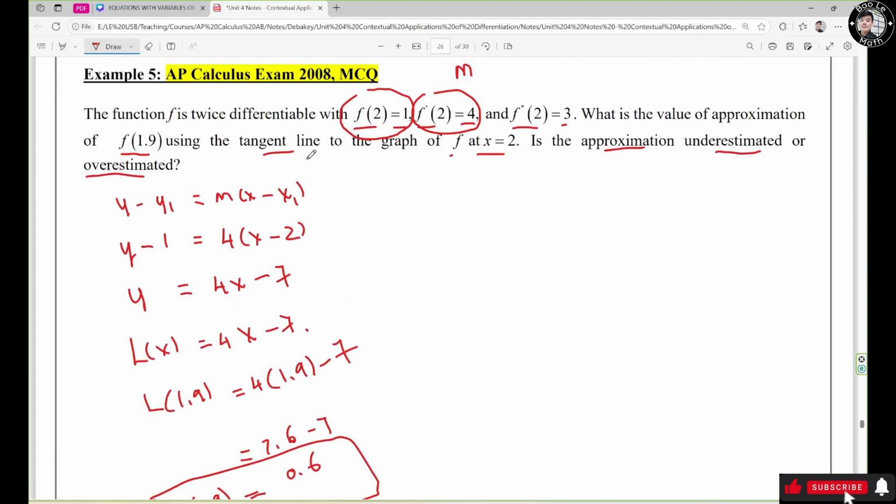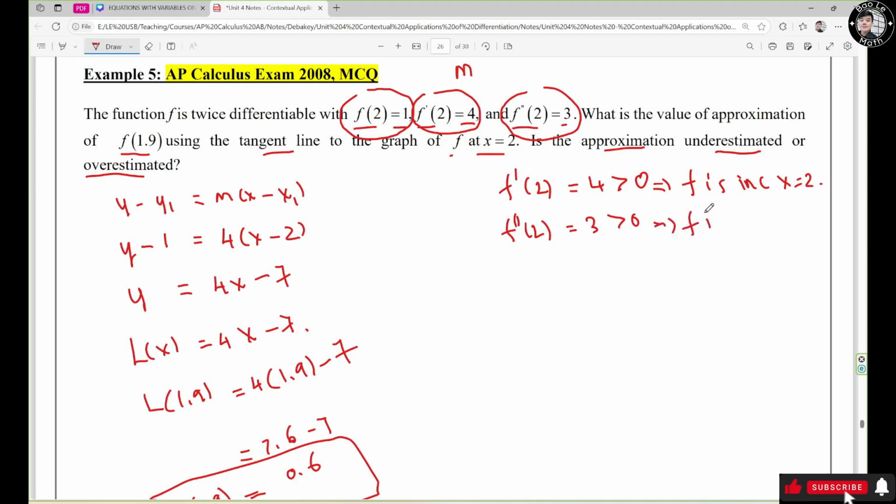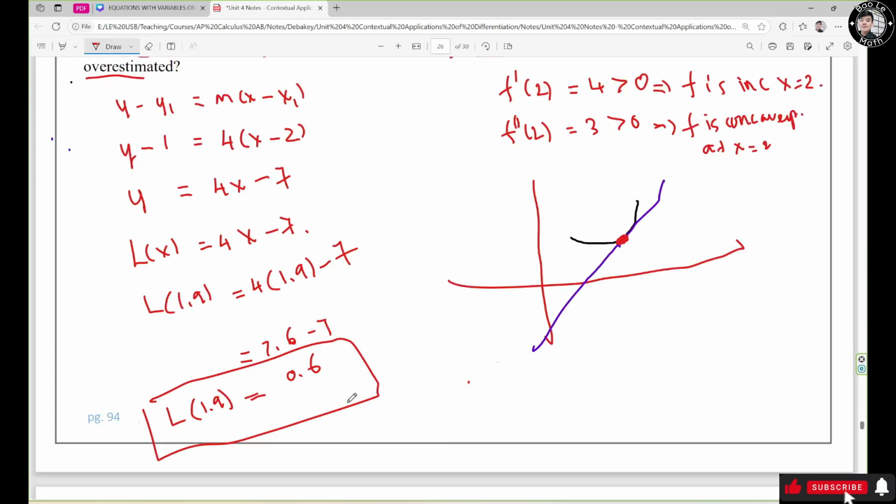Now we don't know how the graph of the function looks like, but you're going to learn this one later. So if you have f prime of 2 greater than 0, it tells us that the function f is increasing at s equals 2. Now f double prime of 2 is 3, greater than 0. It tells us that the function f is concave up at s equals 2. So if you graph this one, it's going to be something like this. The tangent line is under the graph. It tells us that this one is underestimated.